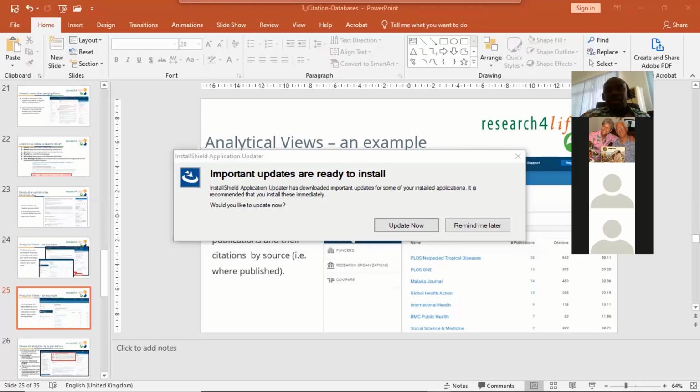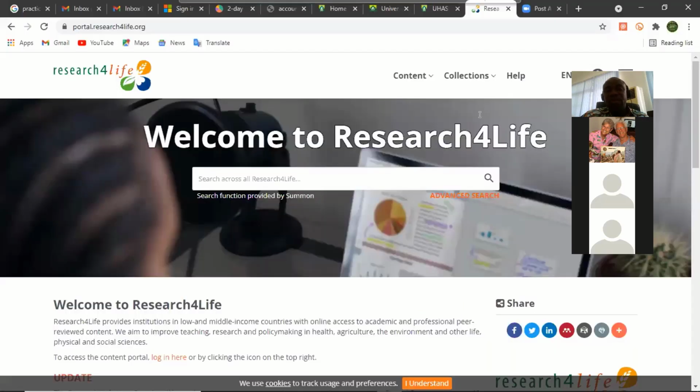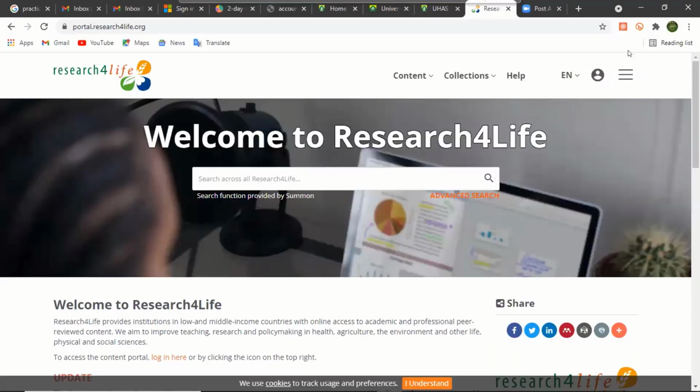I'm going to share my screen and take all of us through this very briefly. All right, so I hope everyone can see my screen. I'm going straight away to Research4Life. As Lenny already showed, if you come to the Research4Life portal, in fact, this is the URL, portal.research4life.org, this launches the Unified Content Portal, all right?